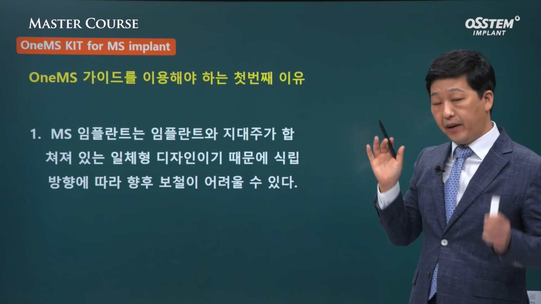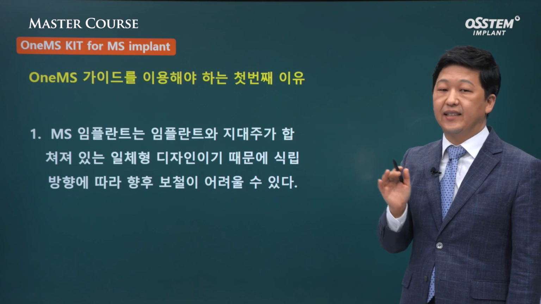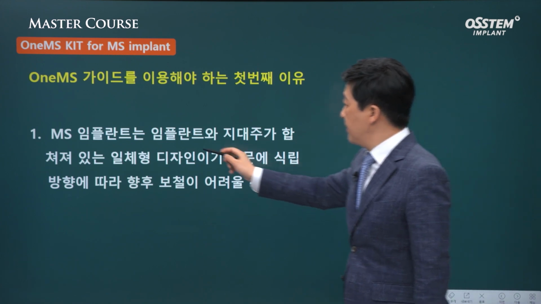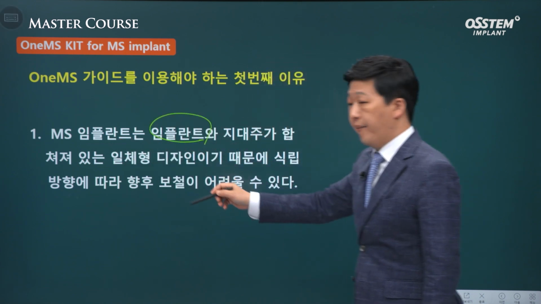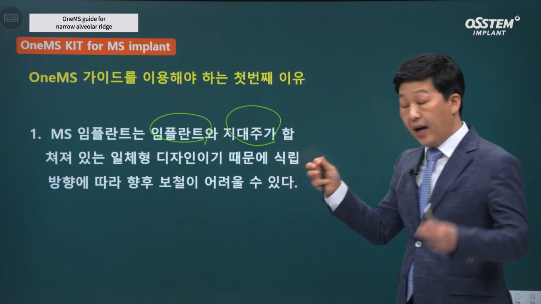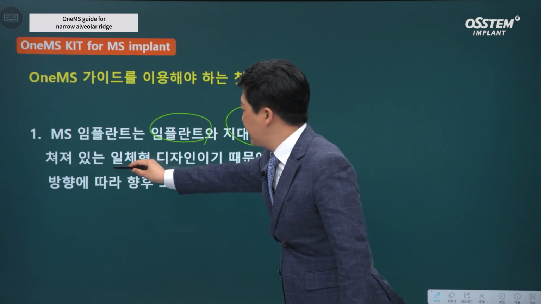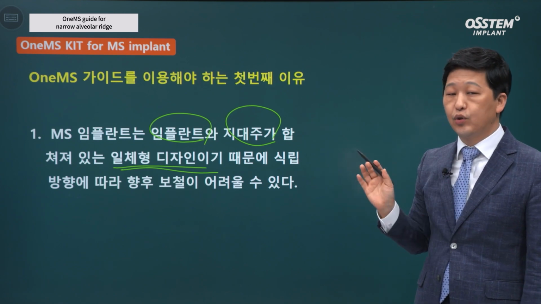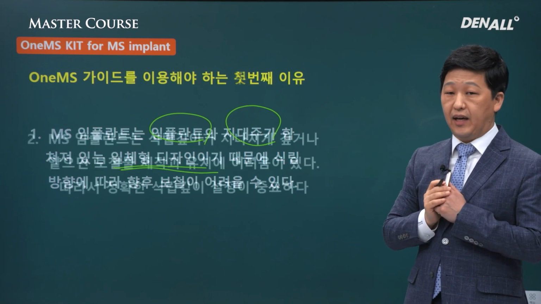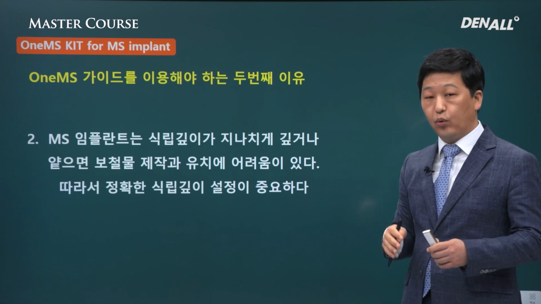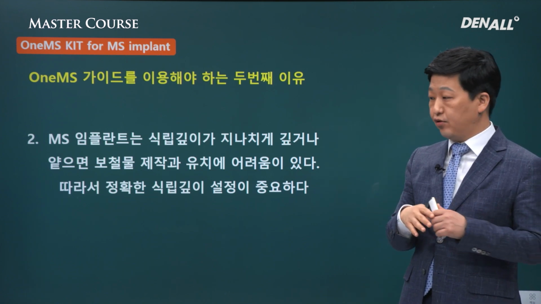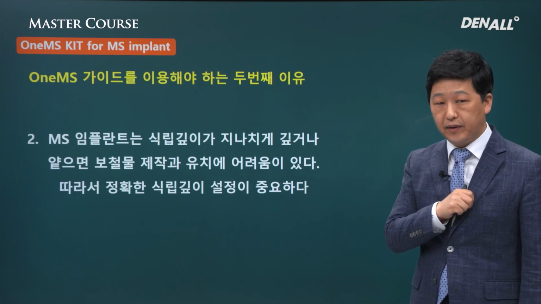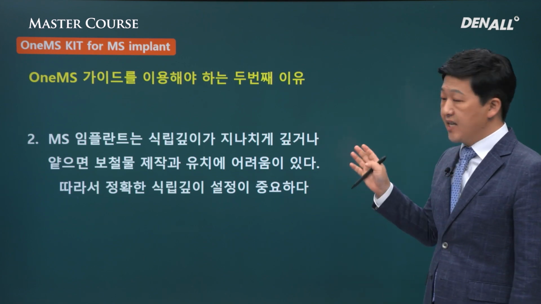In order to place MS implant, there are a couple of reasons why you need to use a OneMS guide. MS implant is a one-piece design where implant and abutment are combined. Depending on placement direction, prosthesis process can be difficult if implant is buccally tilted or lingually tilted. If it is mesiodistally deviated, prosthesis may be difficult to provide.